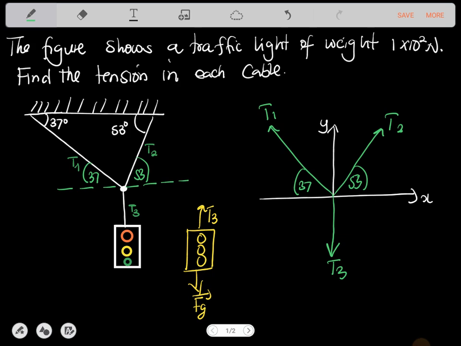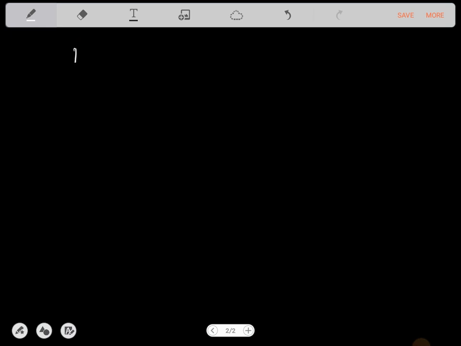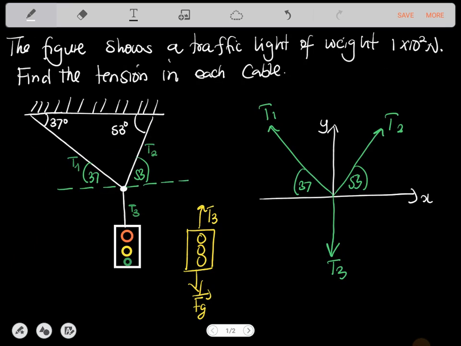So now let's do this. We'll do it the simple way. So let's say forces, then the X component, then the Y component. The forces that we're dealing with are tension 1, tension 2, and tension 3. So what about in the X-axis? What I'm trying to mean here, ladies and gentlemen, is that in the X-axis, what are we dealing with? So we are going to resolve this. Even there we do that.